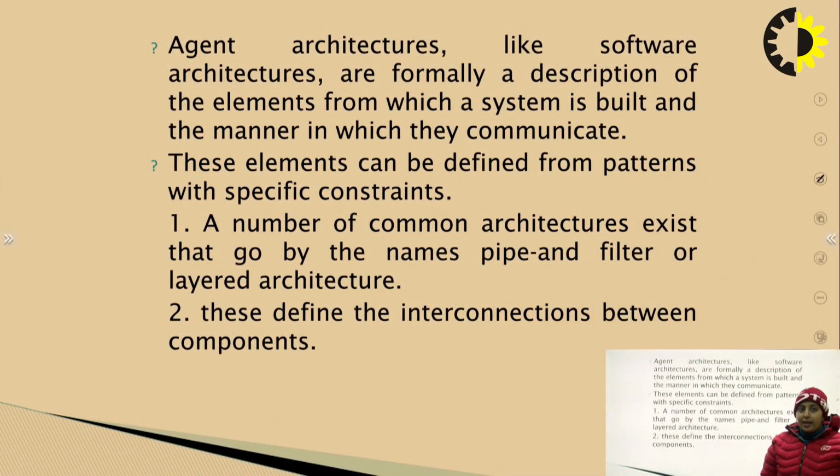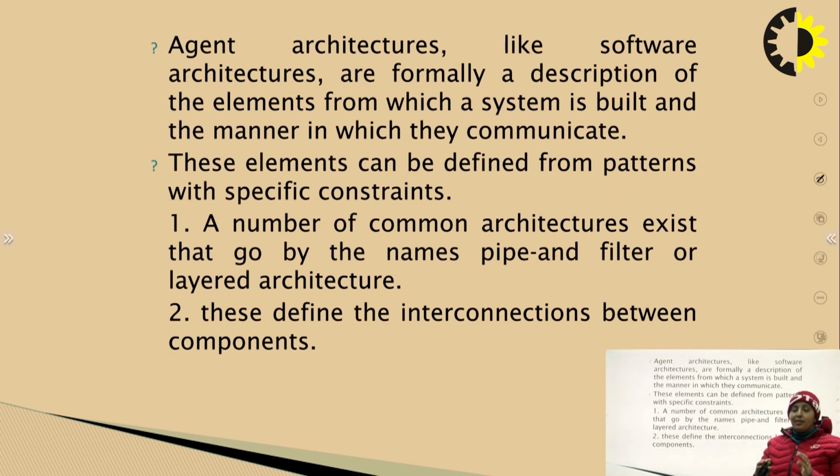So what is agent architecture? The agent architecture, like software architecture, is formally a description of the elements from which a system is built and the manner in which they communicate. Why is there a need of architecture? If there is a single agent, then there is no need of communication. But when we are talking about multiple agents, means there are n number of artificial agents communicating with each other to perform a task or to solve a particular problem by taking a certain decision. So that they can have better communication and coordination between those agents, there is a need of agent architecture.